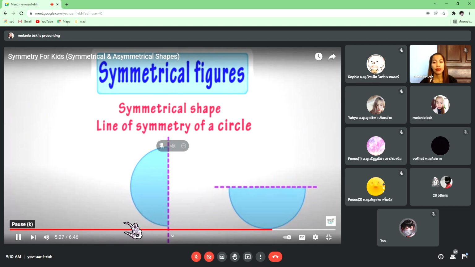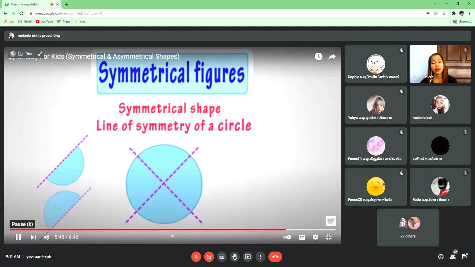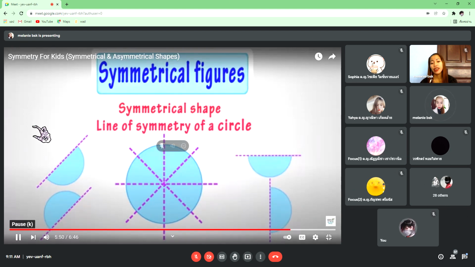Now let's see how many lines of symmetry you can make in a circle. I have a circle. Try folding the circle halfway. We can fold it here. We can fold it here too. Wow. So you see, we can make any number of lines of symmetry in a circle, as all the lines that pass through the center of the circle are lines of symmetry.